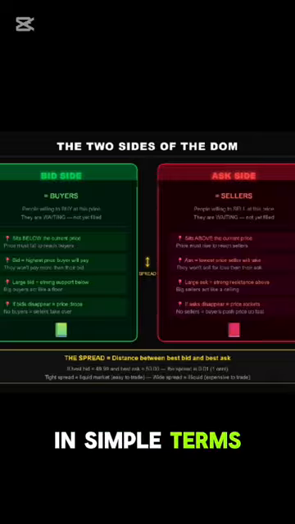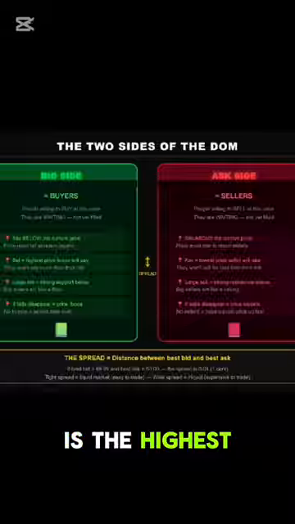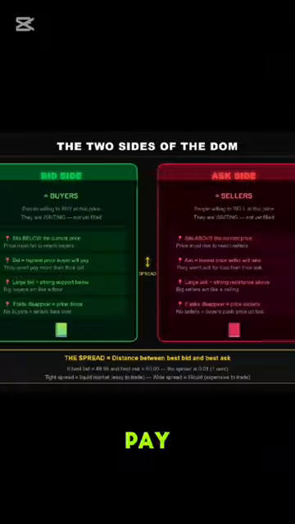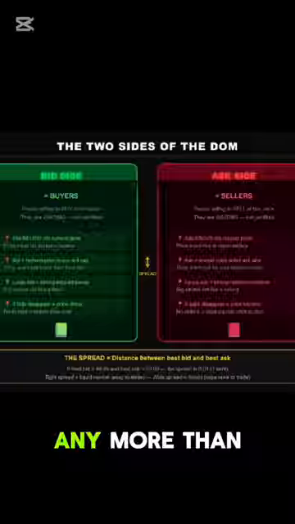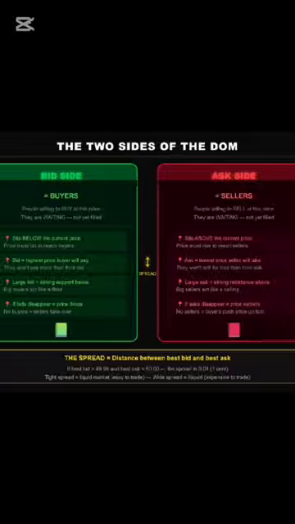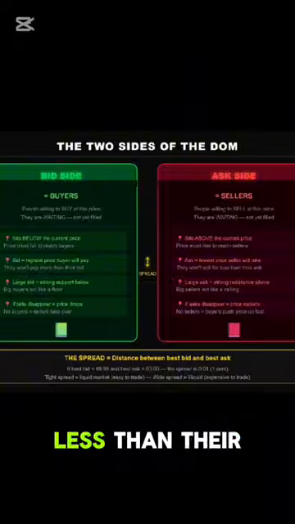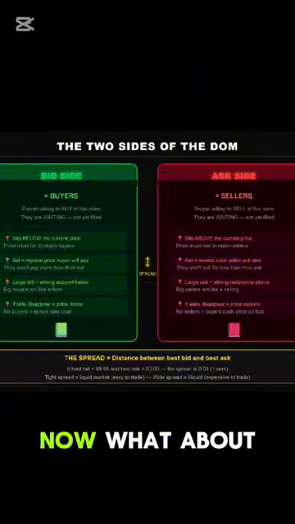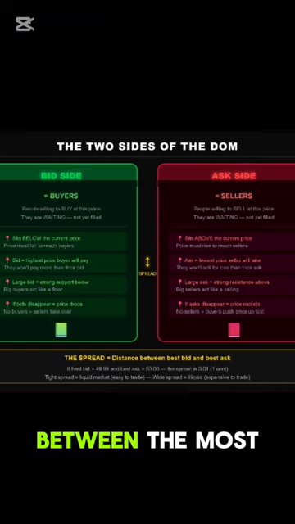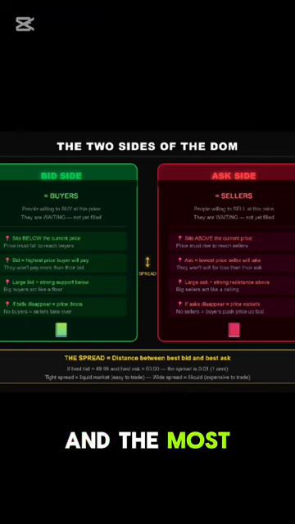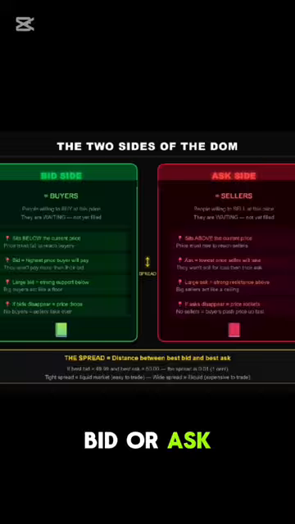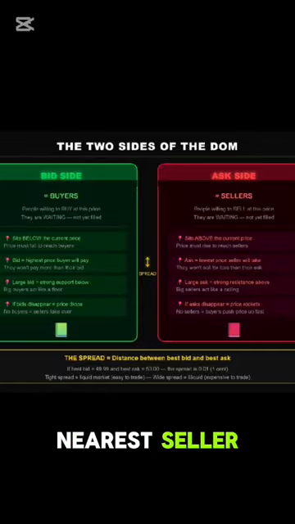In simple terms, the bid, or the buyers, is the highest price the buyers are willing to pay for a share. They won't pay any more than the bid they have chosen. The ask, or the sellers, is the lowest price a seller is willing to take for a share, and they will not sell for less than their ask. Now what about the gap in between the most recent seller and the most recent buyer, with the smallest bid or ask? This is known as the spread. This is the equal distance between the nearest buyer and the nearest seller.